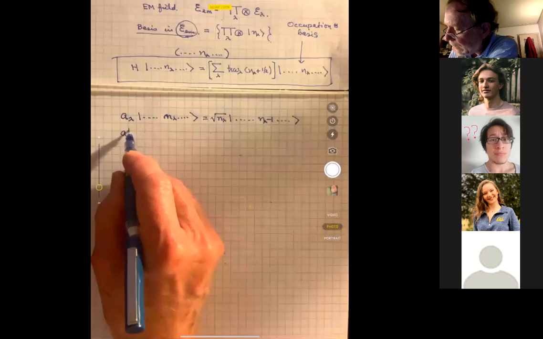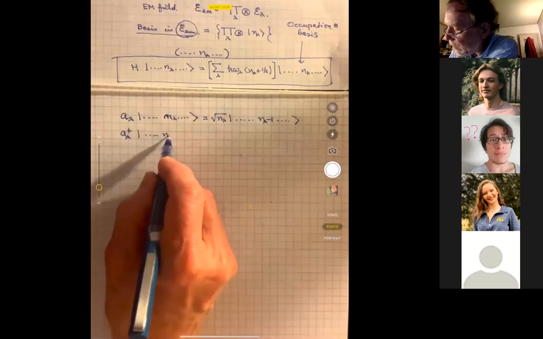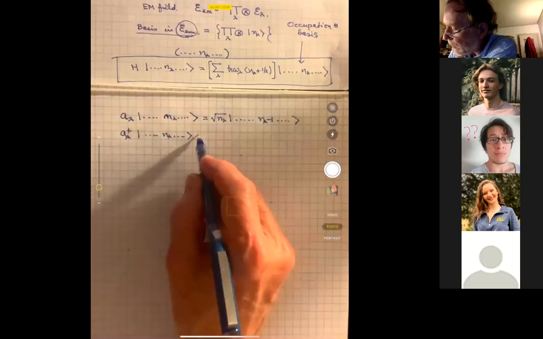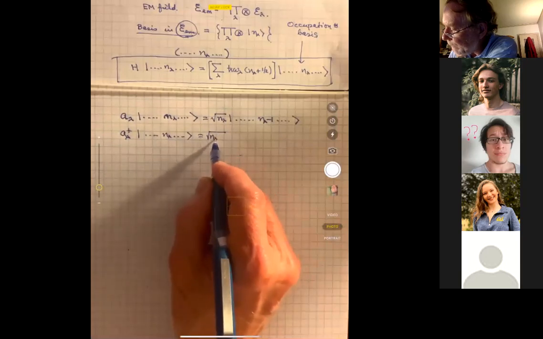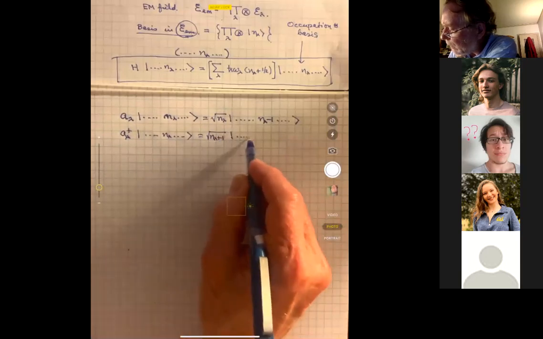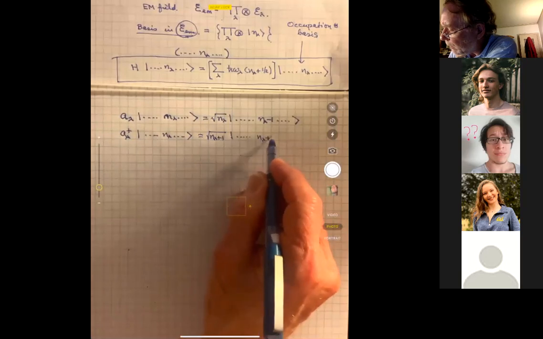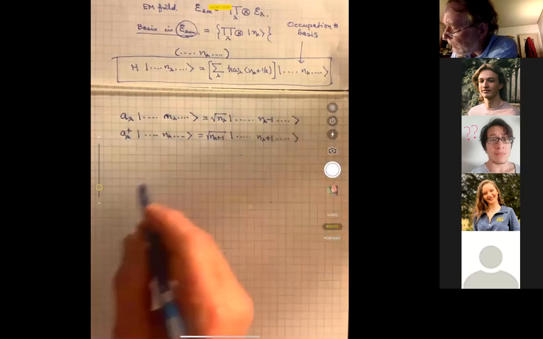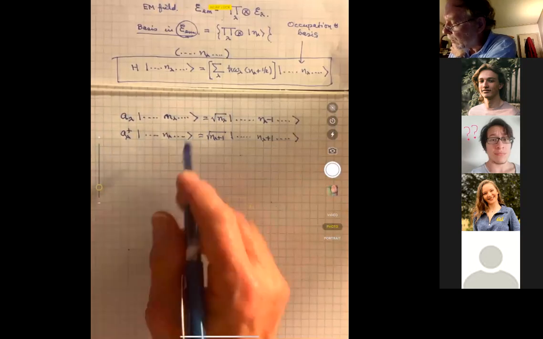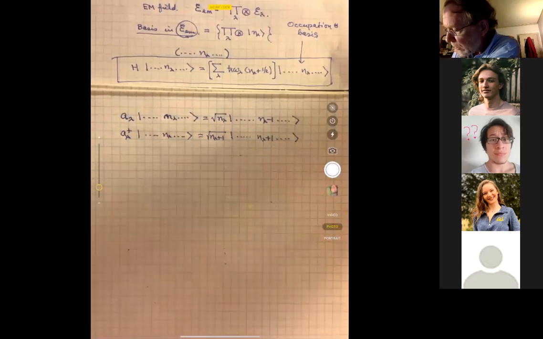Likewise, the a_λ dagger raises things according to the usual formulas. So I get the square root of n_λ plus 1, and then I get an n_λ plus 1 here inside the ket. So this is a way of raising and lowering the occupation numbers.